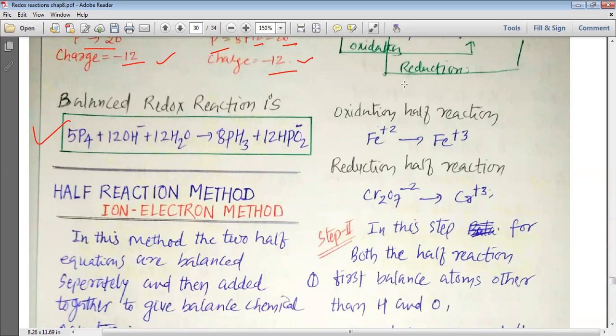So this is the way we can understand the complete balanced equation. We will study about the half reaction method or ion electron method in the next class. Now if you have any doubts, my dear students, let us discuss the various doubts of yours, or else we can move to the next part.